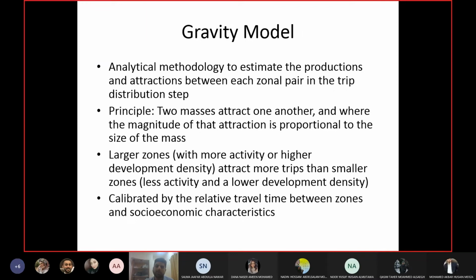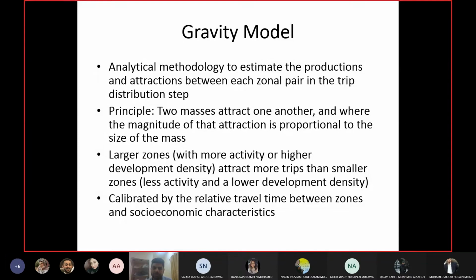Okay, so the gravity model is used to find out trip productions and trip distributions between each pair of zones. Like the example map which I showed you, we have 14 zones, right? So from zone 1 you can have 13 pairs. Similarly, with zone 2 you can have 13 more pairs, and so on and so forth.